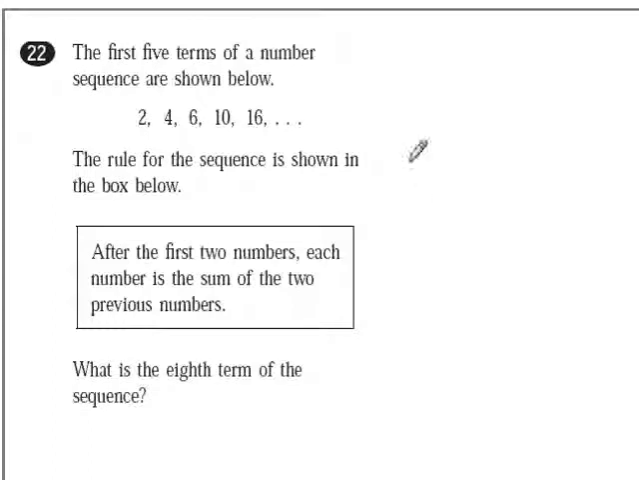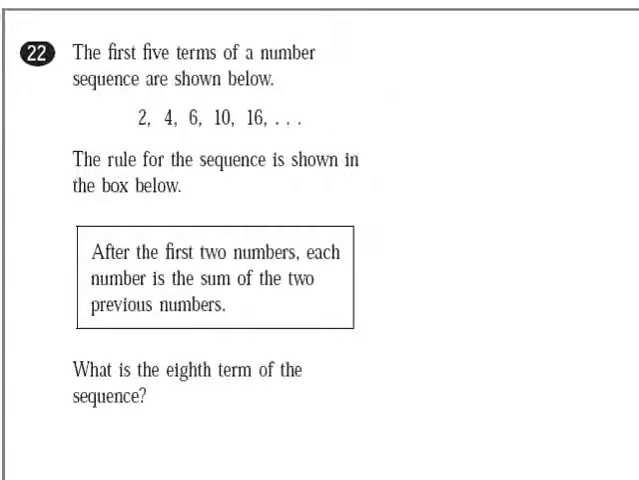So, the first term in the sequence is 2, the second term is 4, third term 6, you get the idea. And after the first 2 numbers, each number is the sum of the 2 previous numbers. So after these 2, the next term is going to be the sum of 2 and 4, right? The 2 previous numbers. The next term, that 10, is going to be the sum of 4 and 6, right? This 16 is the sum of 6 and 10. 10 plus 16, and the next term would be 26.